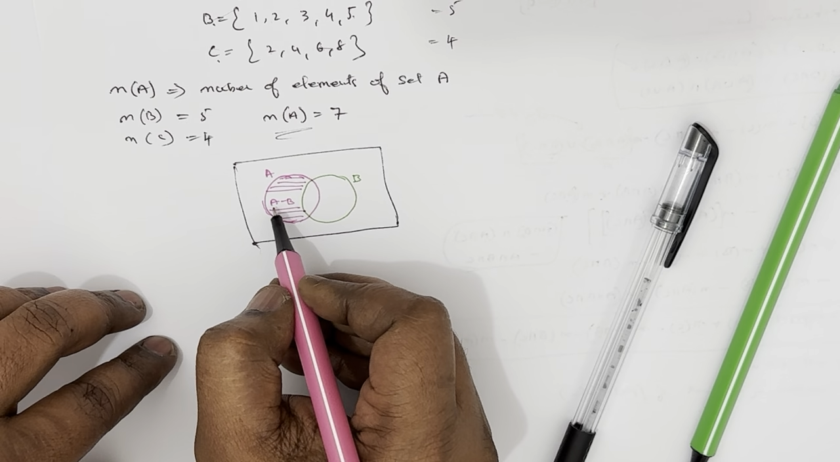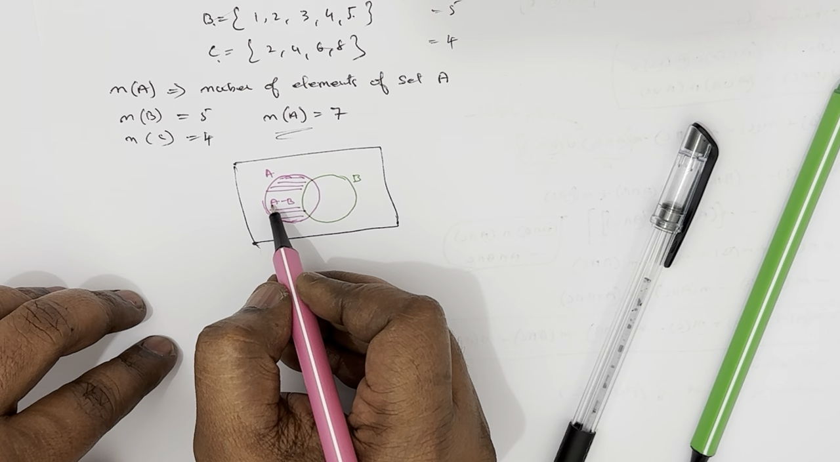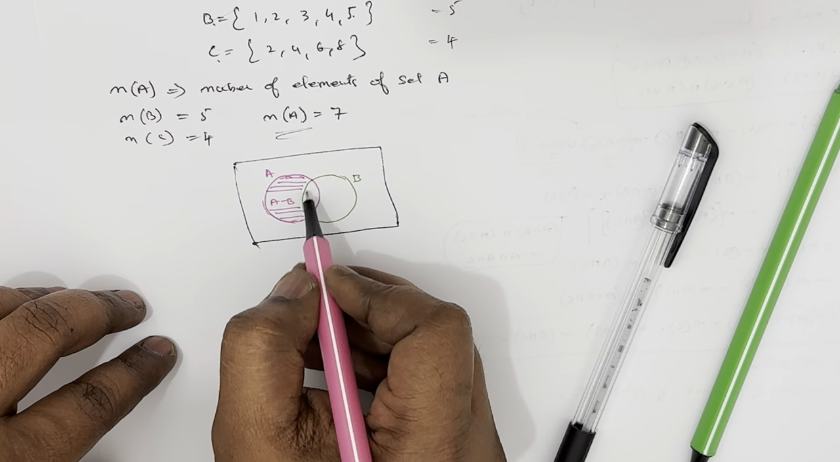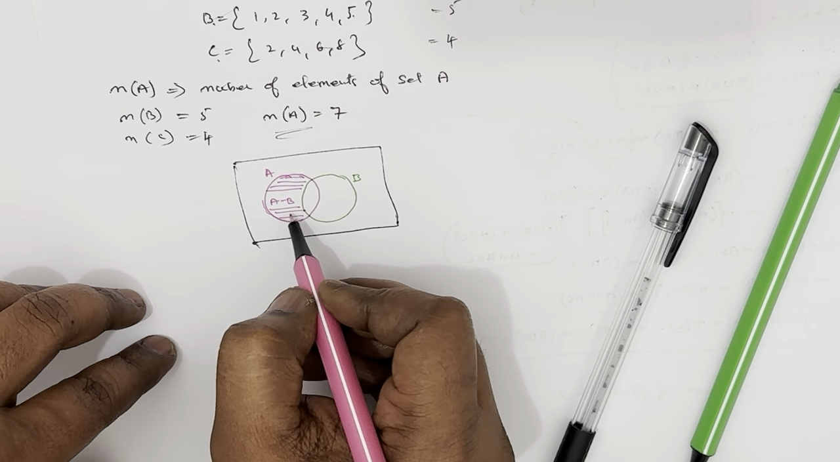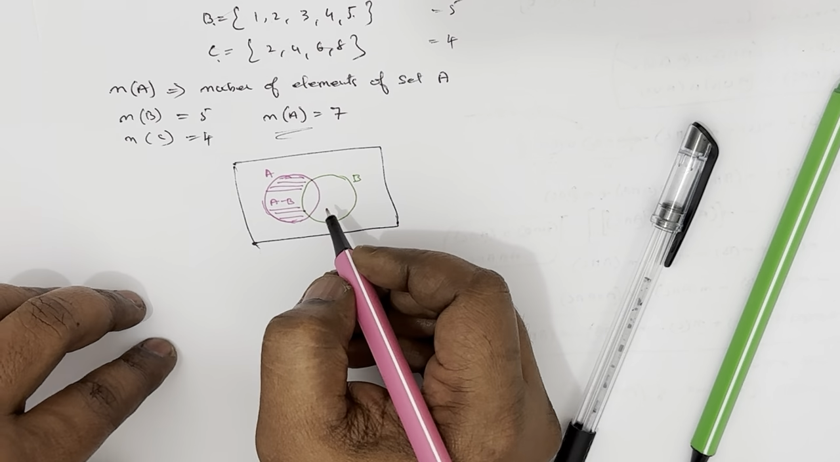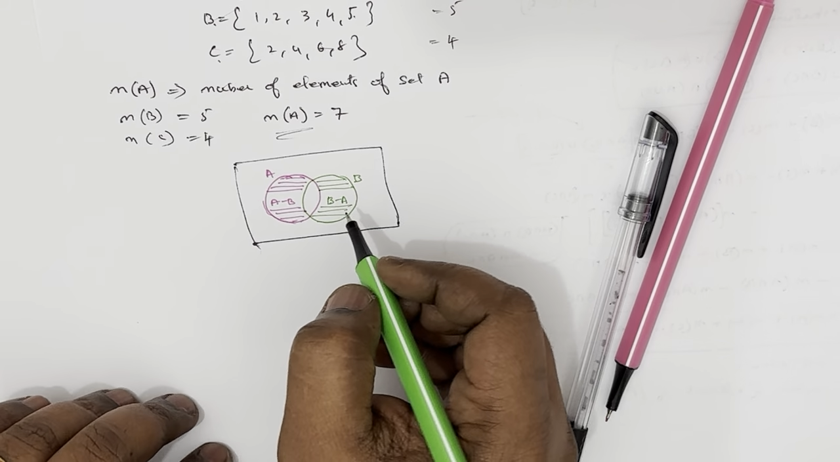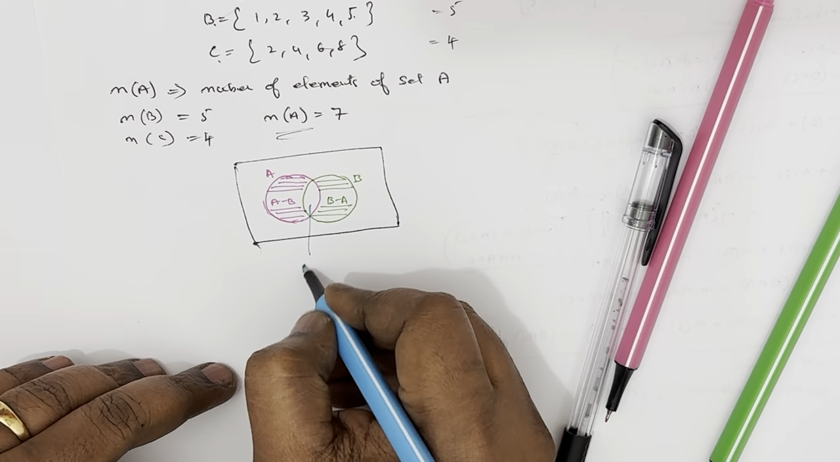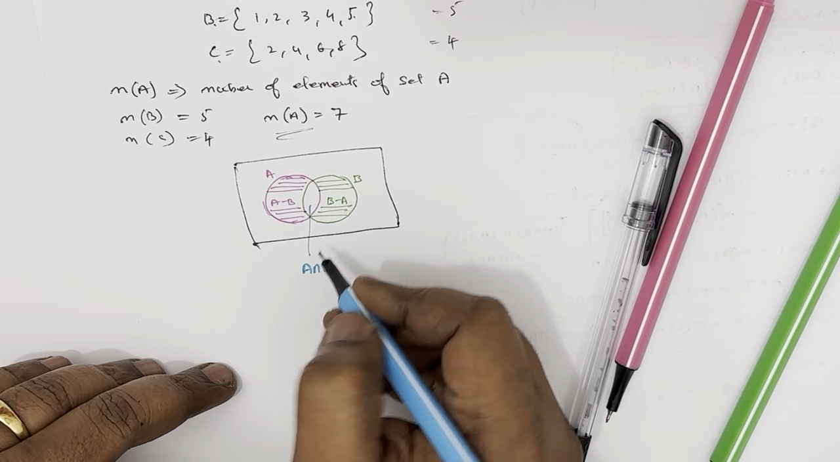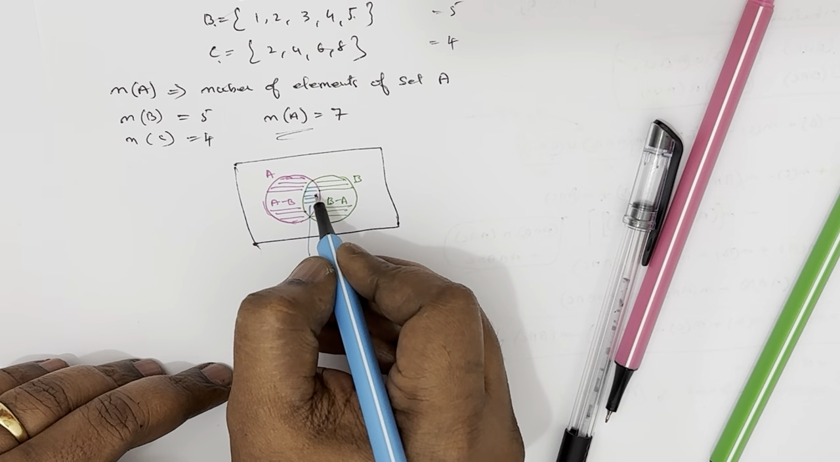What is A minus B? All the elements that belong to A but do not belong to B. B is up to here, so this area is A minus B. Only the elements of A belong here. And this area is B minus A, only the elements of B but not A. And what is the center area? This is A intersection B.